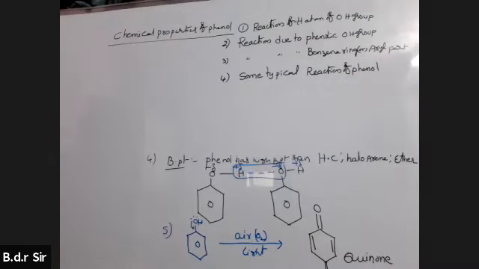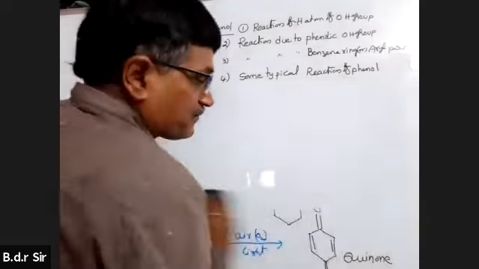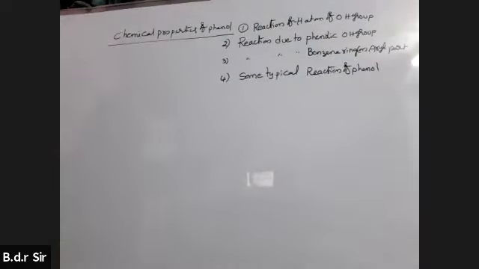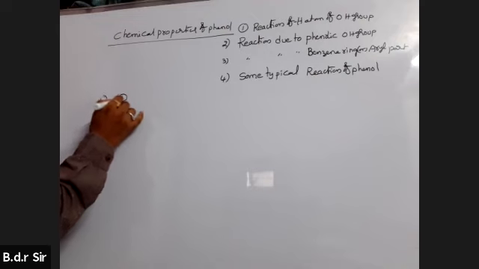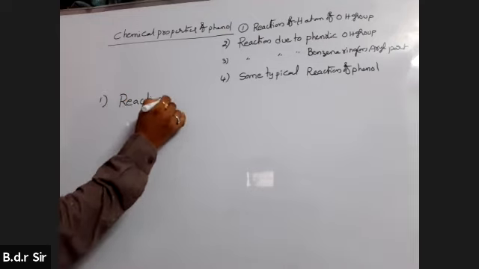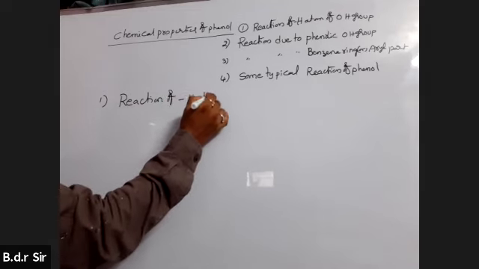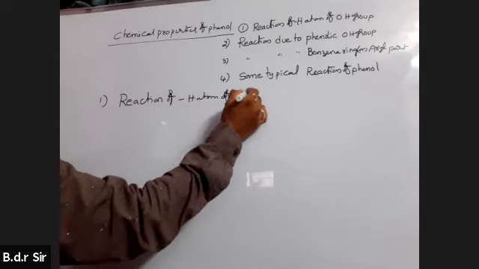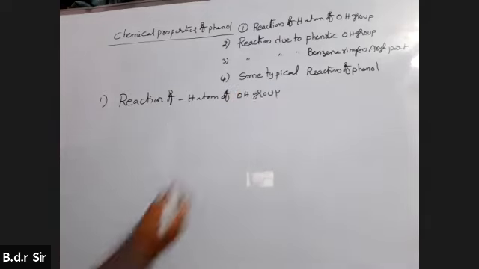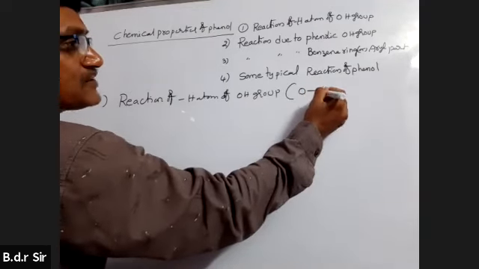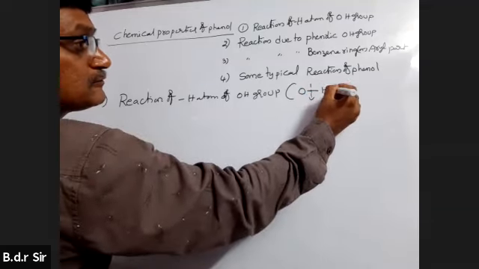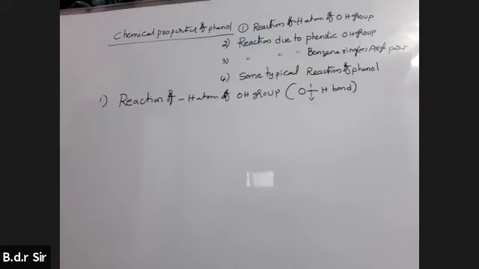Okay. Now one by one we are taking. What is the first one? Reactions of the hydrogen atom of the OH group. It simply says breaking of the OH bond. What are the breaking of OH bond reactions?